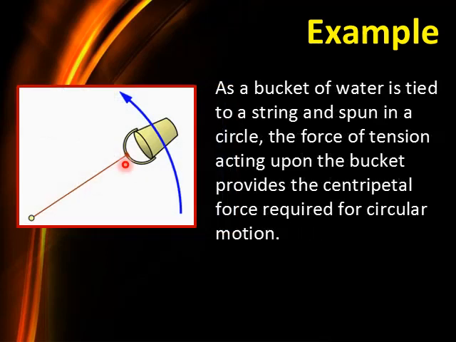Okay, another example is this one. If you have a bucket of water that is tied to a string, and then paiikutin mo siya in a circle, the tension force acting along this string is actually exerting the centripetal force required to make this bucket turn into a circular path. Bakit? Kasi kapag wala itong tension force na to, yung bucket, hindi naman siya mag-move in a circular path. Kaya, in this case, yung ating centripetal force is nanggagaling doon sa tension.